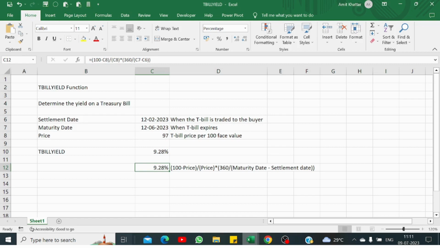This is how we can determine the T-bill yield using the T-bill yield function in Excel.